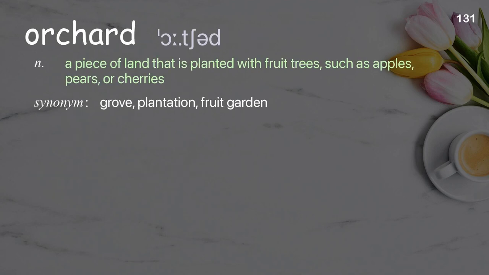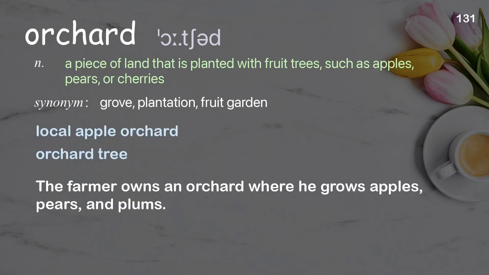Orchard. A piece of land that is planted with fruit trees, such as apples, pears, or cherries. Examples: local apple orchard, orchard tree. The farmer owns an orchard where he grows apples, pears, and plums.